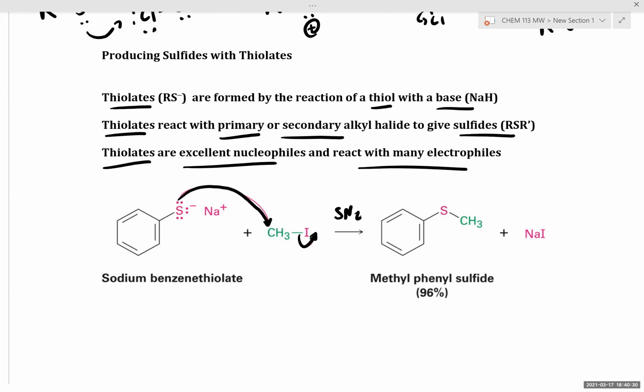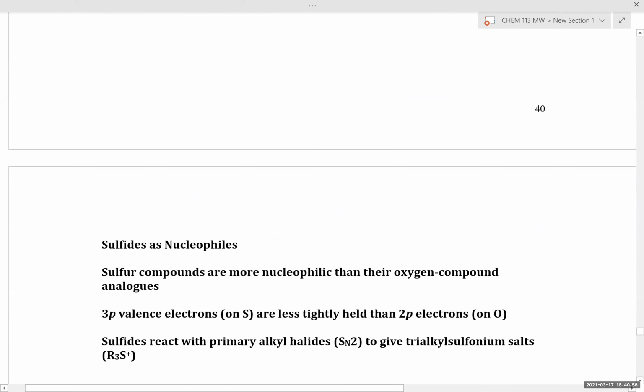So any questions on the synthesis of sulfides? If not, let's keep going then.